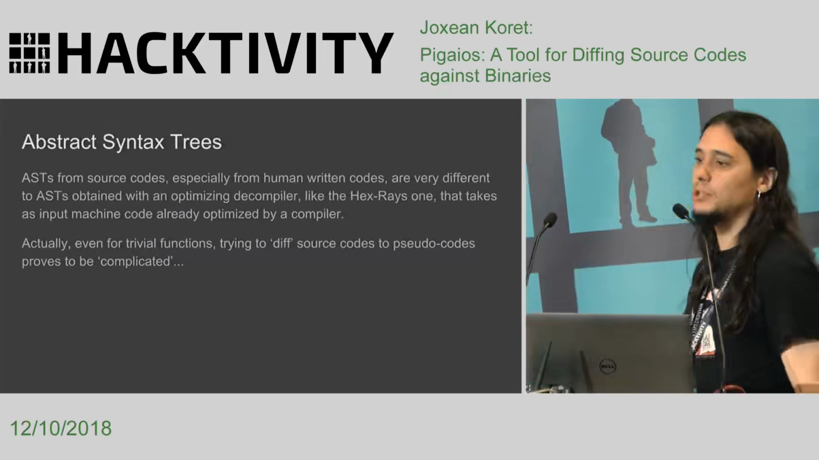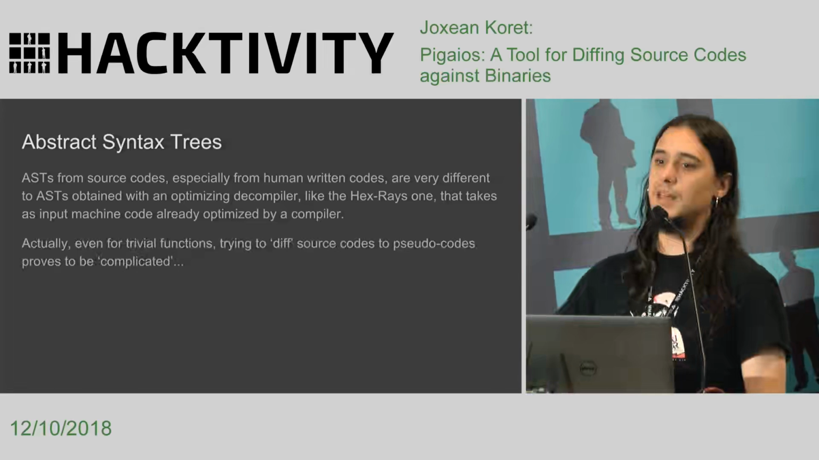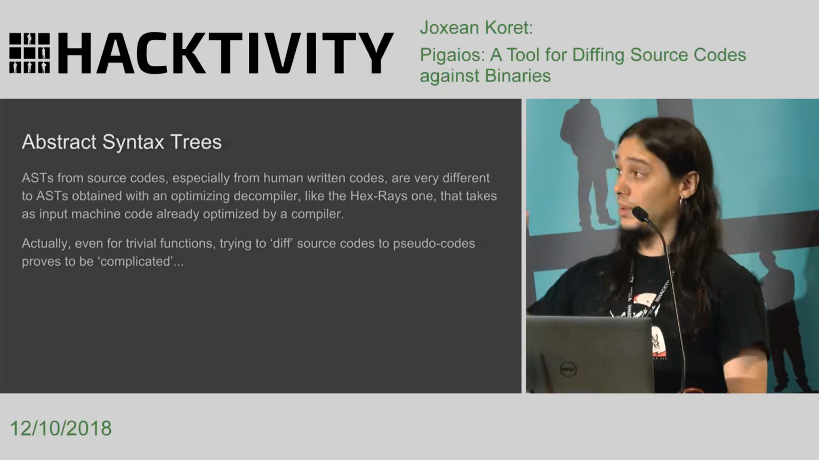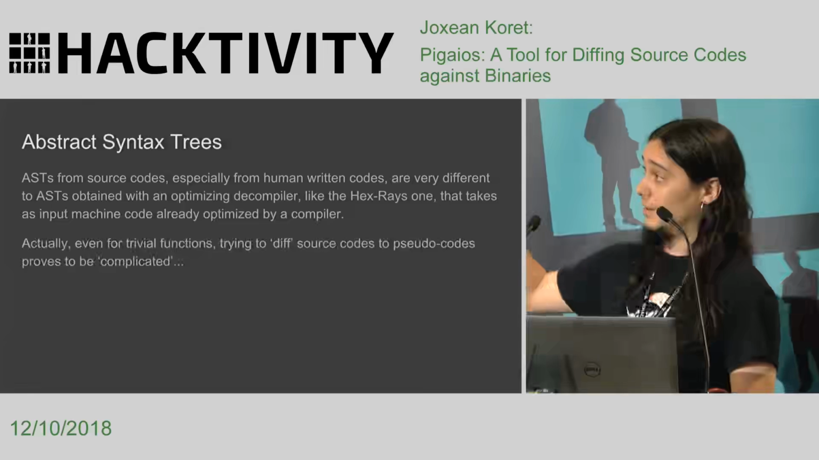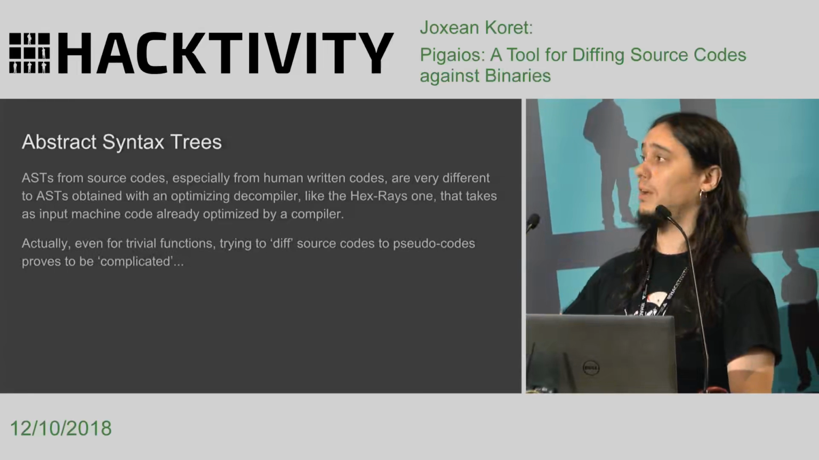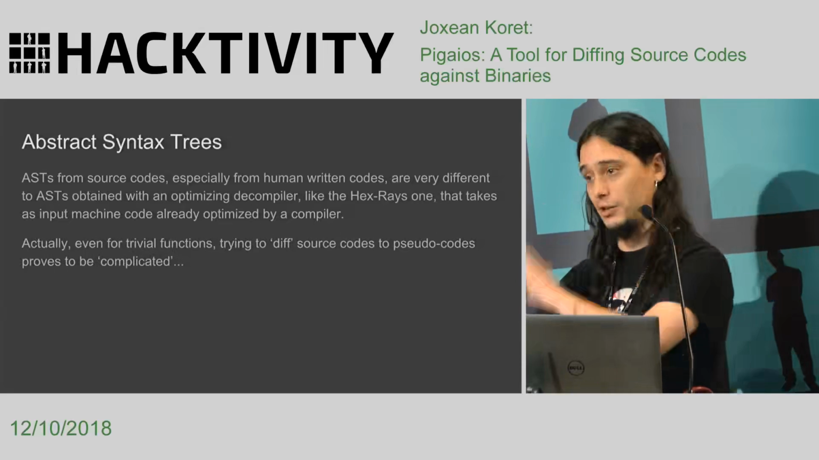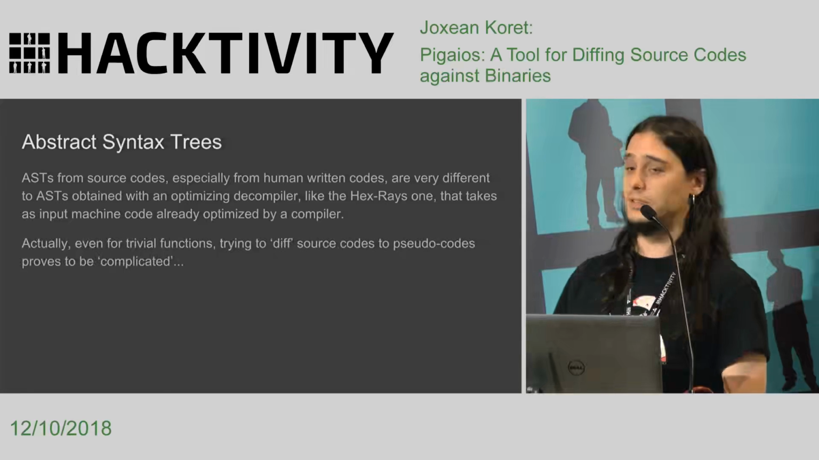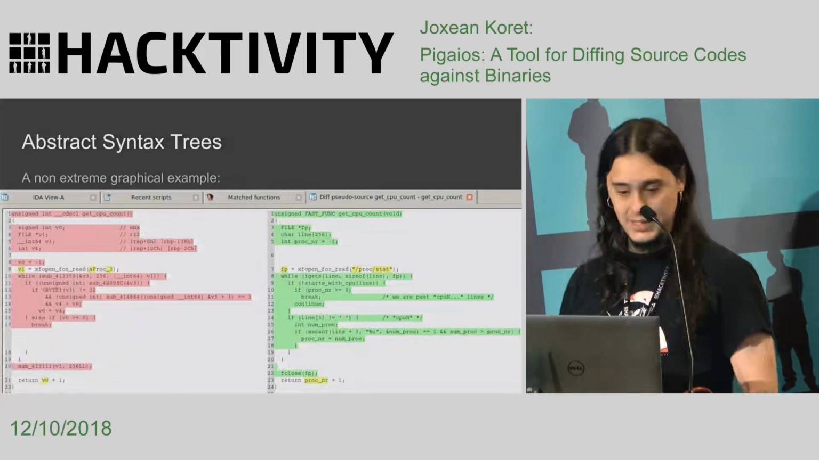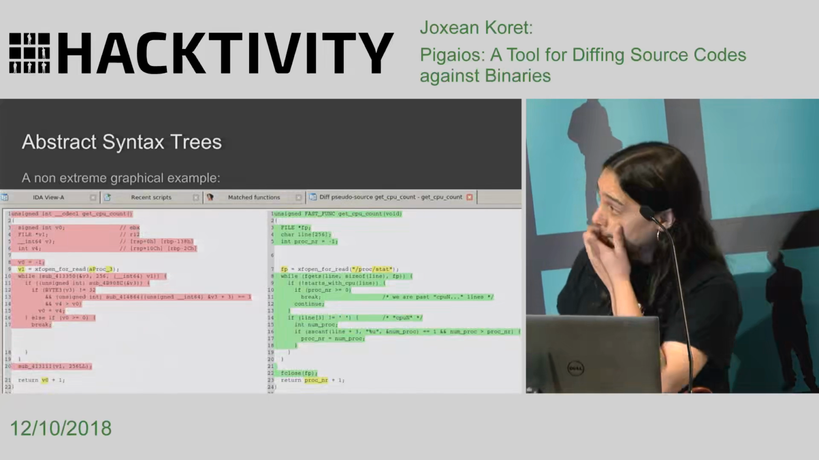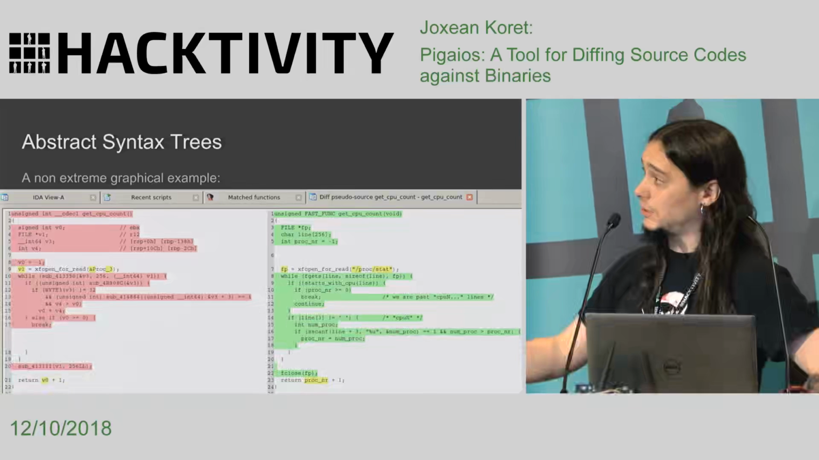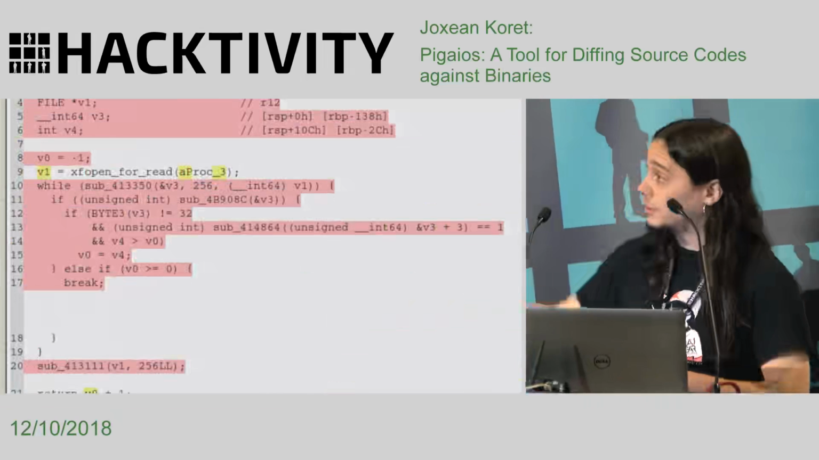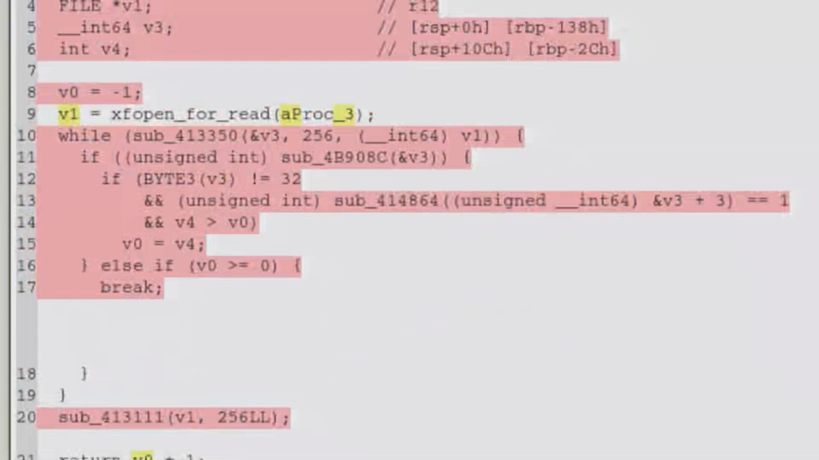So, ASTs, abstract syntax trees. As I said, ASTs from source code, especially human-written code, are very different from ASTs obtained with an optimizing compiler, like the Hex-Rays one, that actually works with already optimized binaries. Even for trivial functions, trying to diff source code against pseudocode proves to be complicated, at least. So this is a one-to-one match. The only thing that I can match here is that call to xfopen for read. If I'm not wrong, this is BusyBox. Do you see here? This is what Hex-Rays, the decompiler, gives to me.